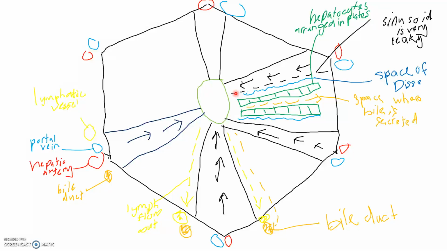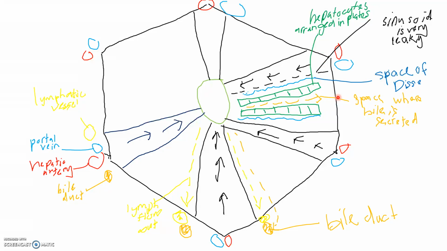If toxins are coming, they will go into the hepatocytes and get detoxified. If extra glucose is coming, it goes into the hepatocyte and is converted to glycogen. Let's say an amino acid is coming: it goes into the space of Disse, goes into the hepatocytes, they do some things, and it will eventually be secreted back as a plasma protein. This will eventually go into the central vein and get into the blood. The space of Disse, as you know, is just outside the sinusoid.